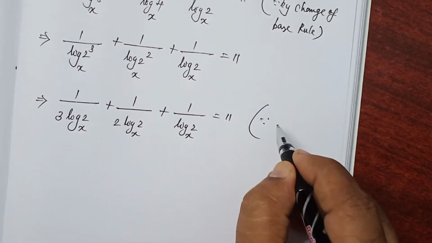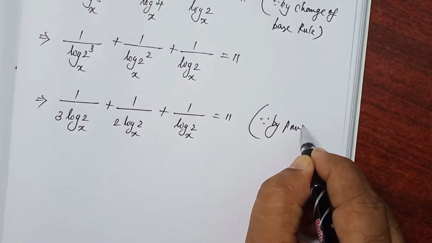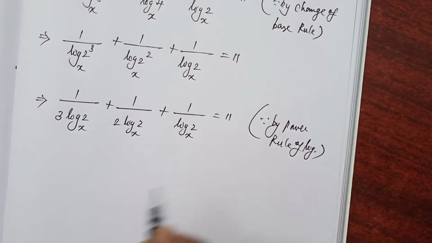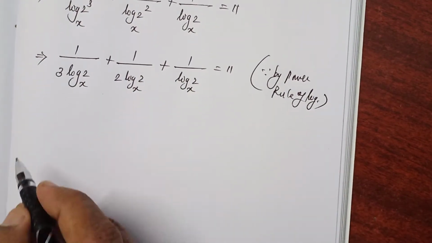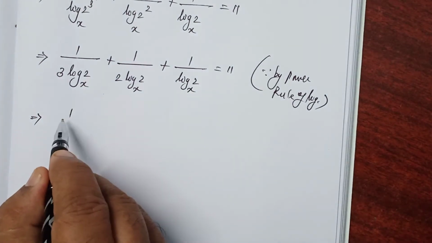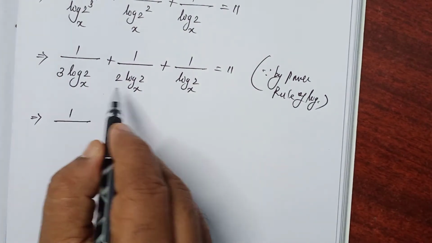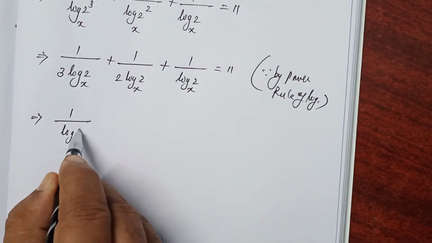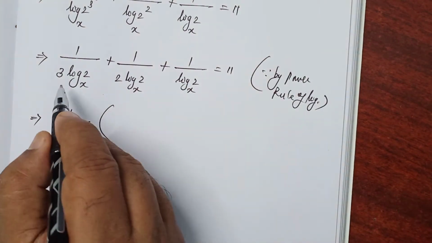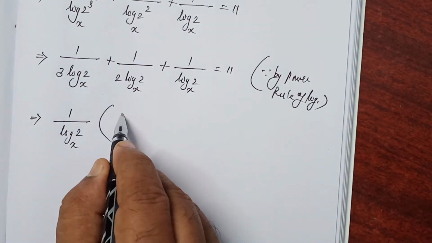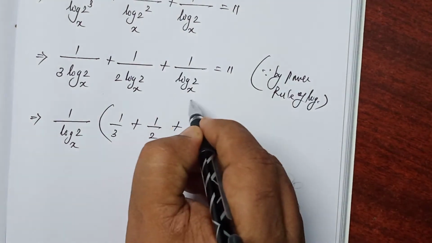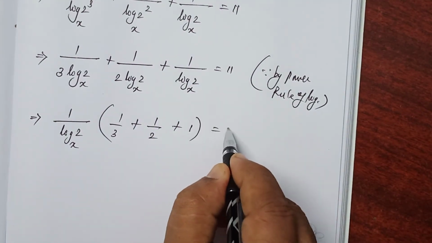Since by power rule of logarithm. Next step, you can take 1 in the numerator as common and the denominator log 2 to the base x. So 1 divided by log 2 to the base x as common. After taking, since the 3 is in denominator, we have 1 by 3 and 2 is in denominator, 1 by 2, and we have taken this expression as common, we have 1, that is equal to 11.